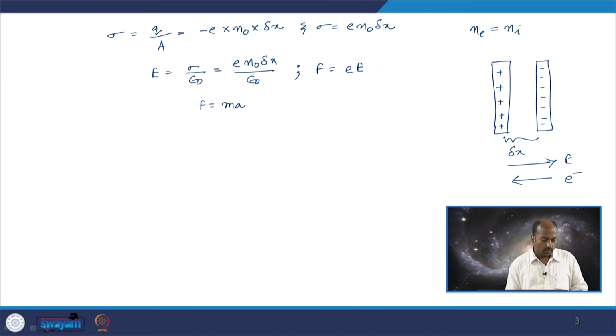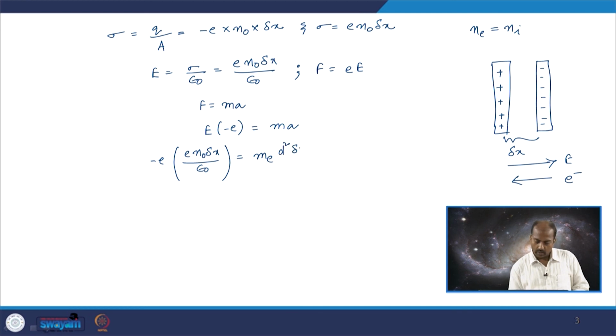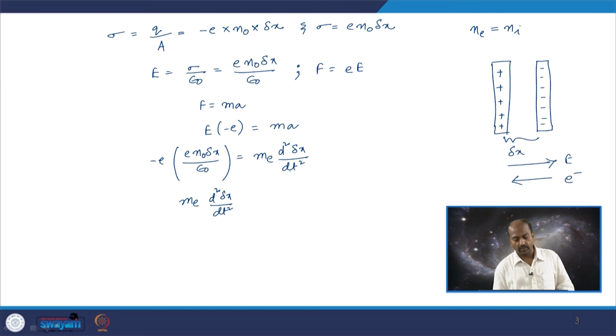Right. So, now that means that E times minus E is equal to m A minus E times E n naught delta x by epsilon naught, which is equal to m E d square delta x by dt square. So, this is m A, where d square delta x by dt square is the acceleration, and acceleration times mass is equal to the force, which is electric field times the charge.